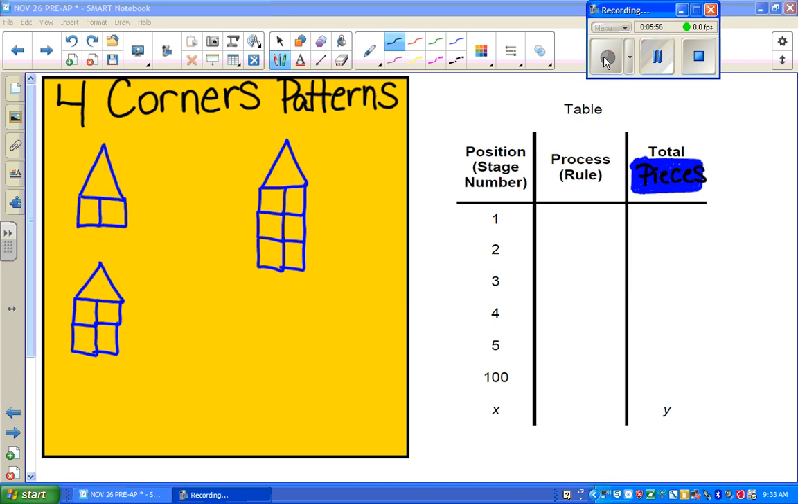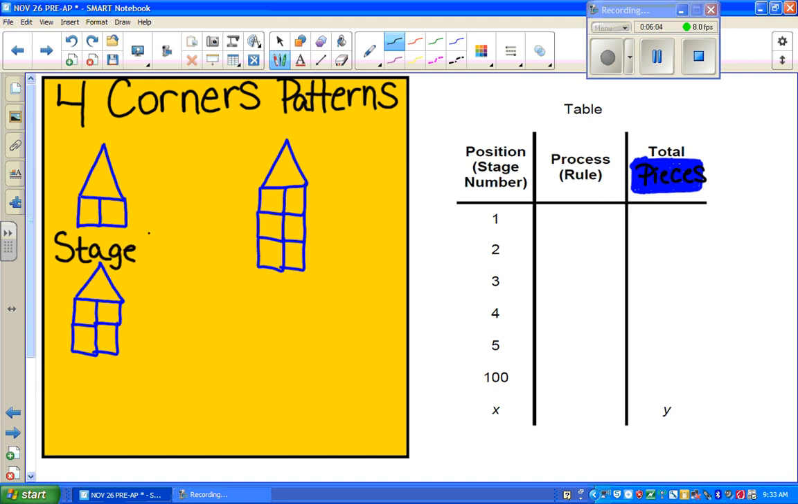Okay, now we have a different pattern. We have a triangle with two cubes or two squares underneath it for stage 1. And then for stage 2, we have a triangle with 4 squares underneath it. And then for stage 3, we have a triangle with 6 squares underneath it. So let's write our total number of pieces into our table.